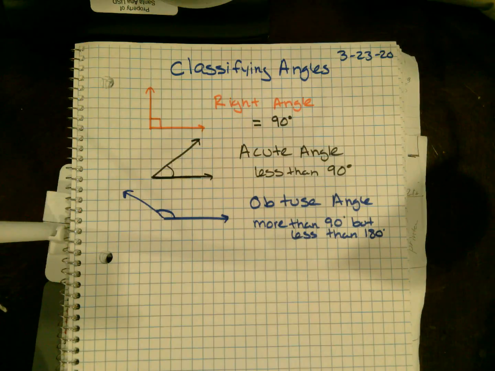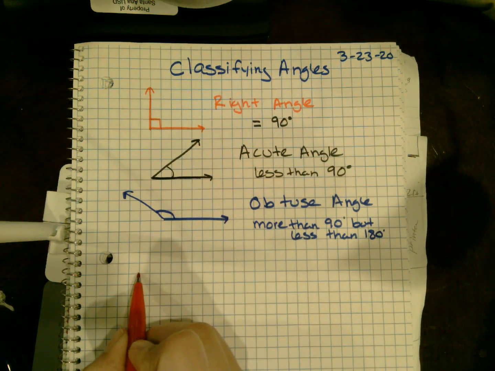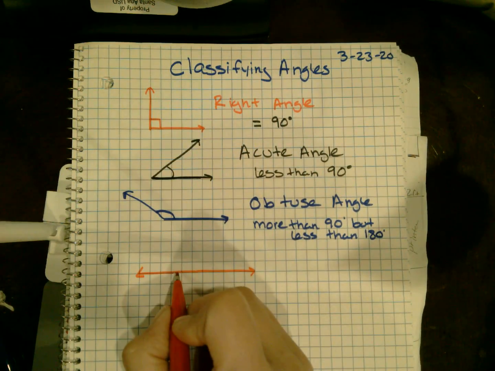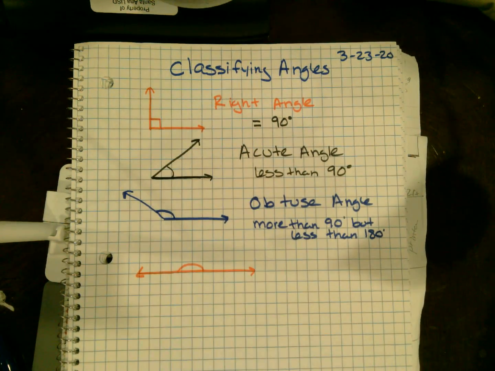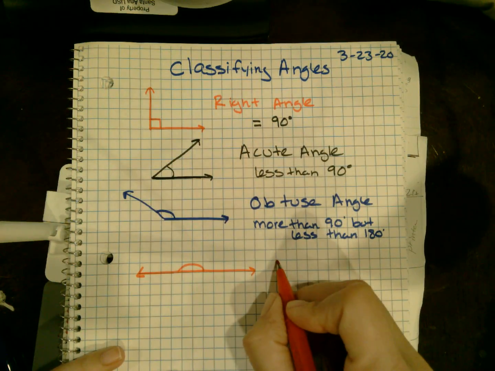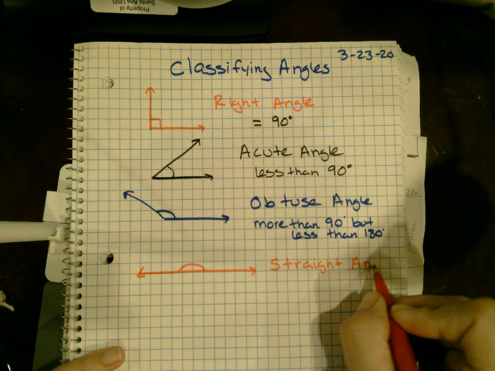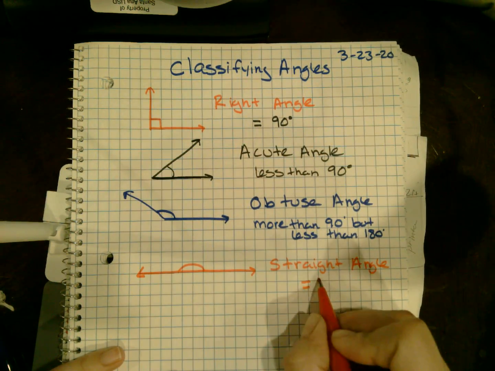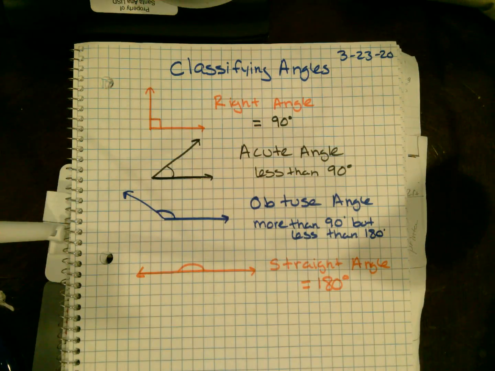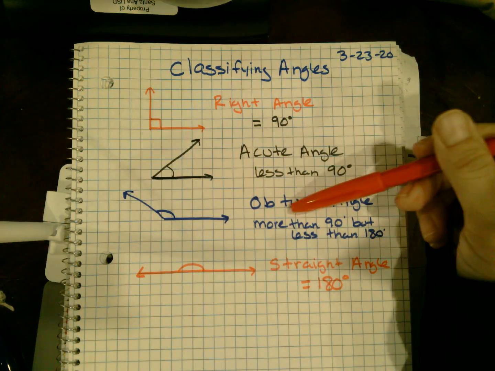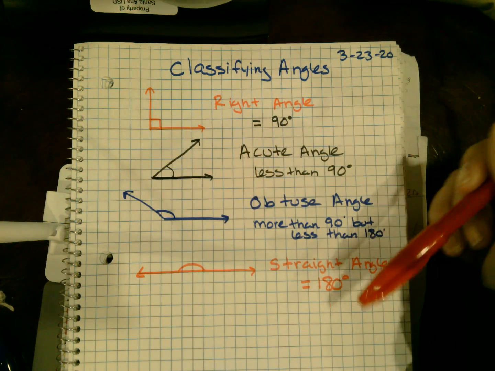There's one more angle I want to talk to you about today, and it's a straight line. Does anybody know how many degrees is a straight line? It is called literally a straight line angle. So we're going to write that down. Straight angle. And it measures exactly 180 degrees. So a right angle is exactly 90. Acute is less than 90. Obtuse angle is more than 90 degrees, but less than 180. A straight angle is 180 degrees.